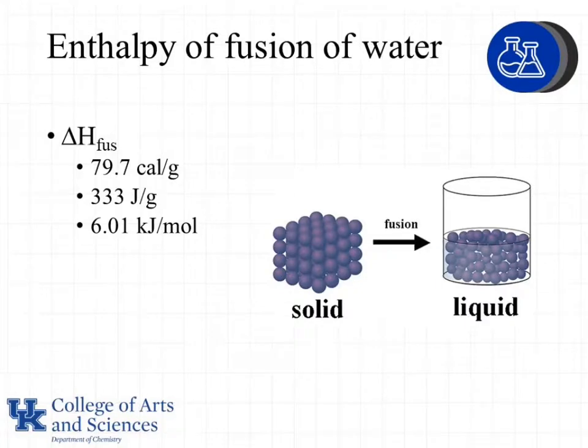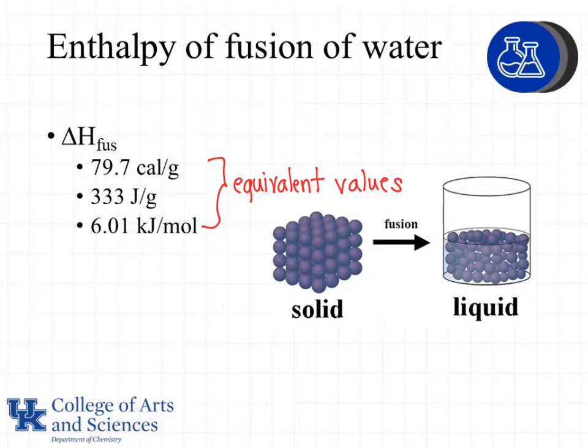Let's look at an example for water. The enthalpy of fusion of water can be given in a variety of units. For example, we have 79.7 calories per gram, 333 joules per gram, and 6.01 kilojoules per mole. All of these are equivalent values, they're just using different units, just like we can say something is 1 foot long or it's 12 inches long.